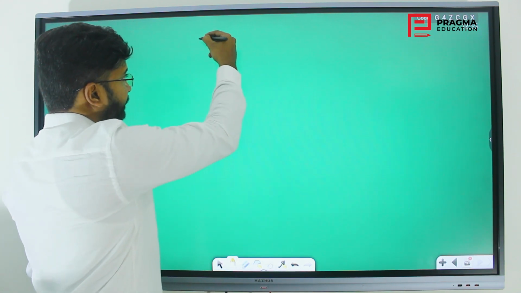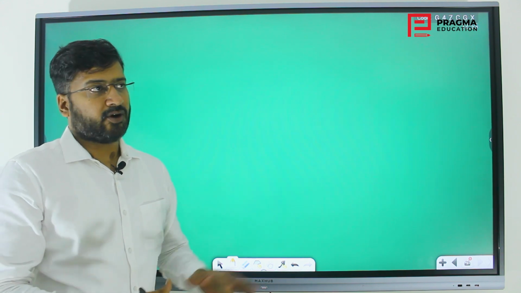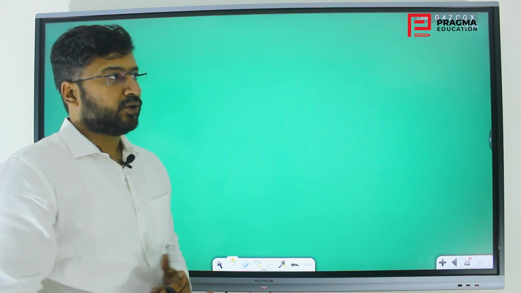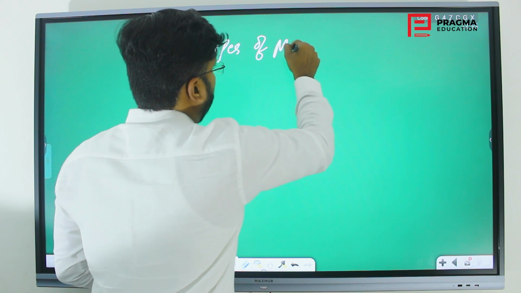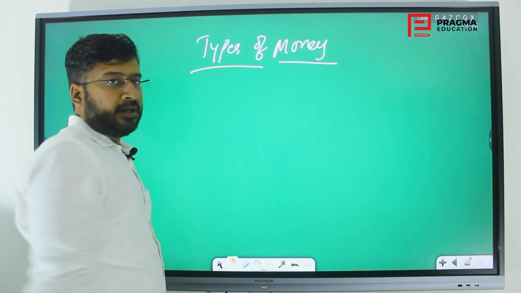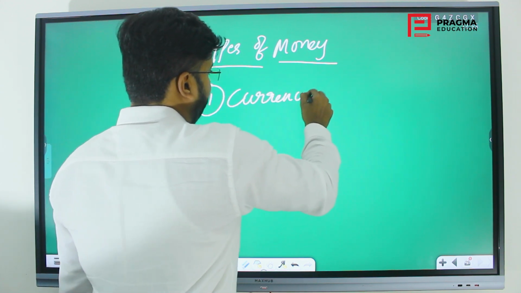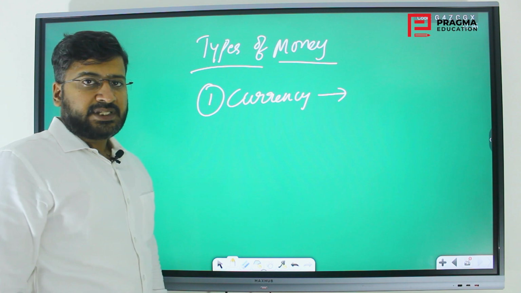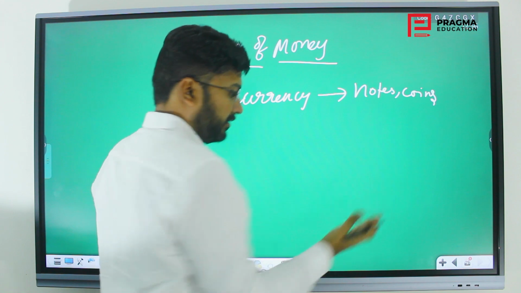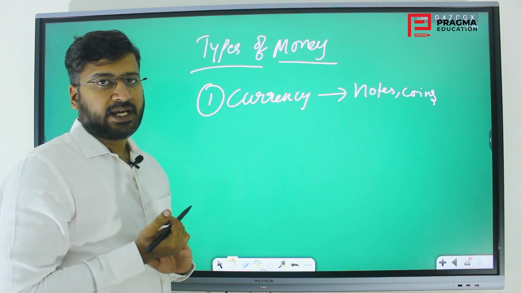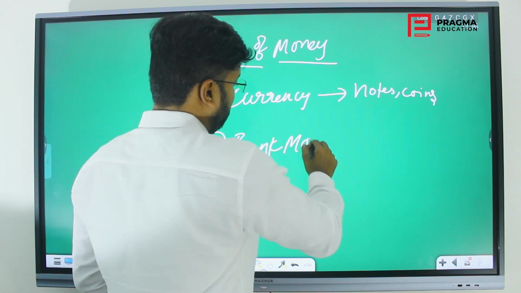Next, what is the total money supply that is in the economy? It needs to be calculated. Or what are the types of money that are actually in the money supply? There are majorly two types of money. The first one is currency. Currency means all the notes, coins and other mediums which are tangible, which are physically available. And the second one is bank money.